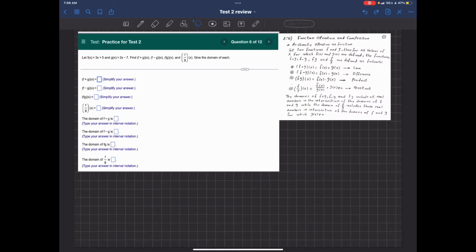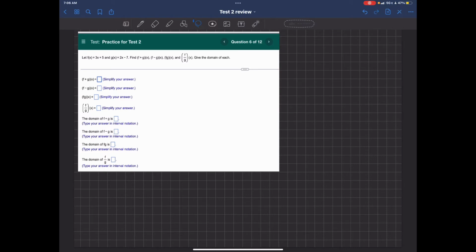Perform the function operations and then find the domain. So let f of x equal 3x plus 5 and let g of x equal 2x minus 7. We're going to add f plus g and then find f minus g and then f times g and then f divided by g.